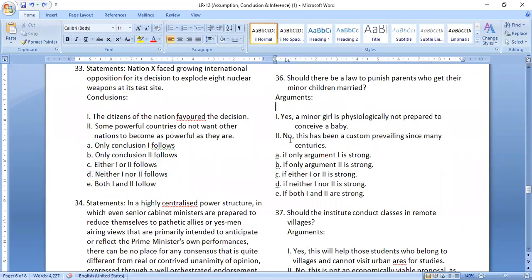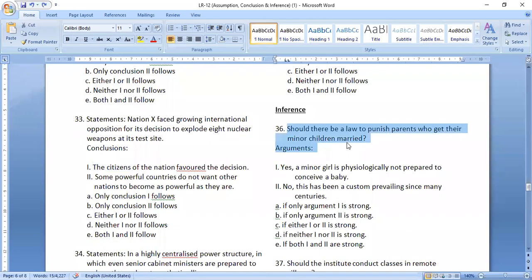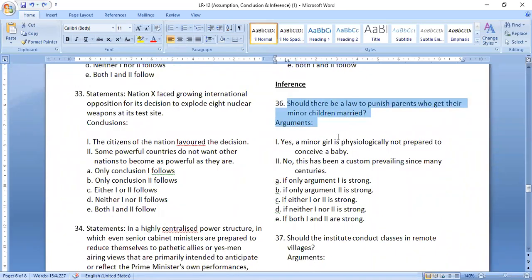Okay, so should there be a law to punish parents who get their minor child married? Arguments. Yes, a minor child is psychologically not prepared to conceive a baby. No, this has been a custom prevailing since many centuries. Both are not strong. Neither are strong. So neither. D. D, sir.